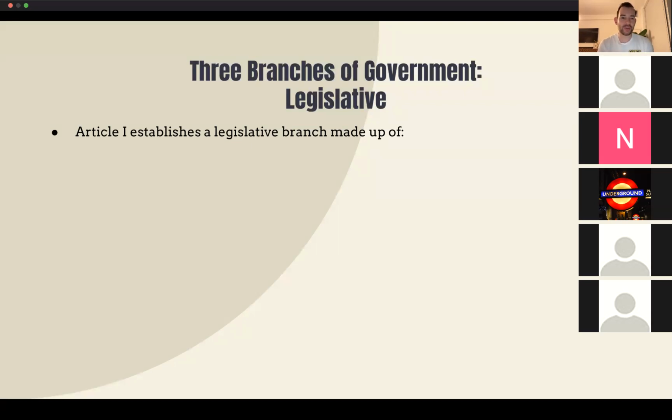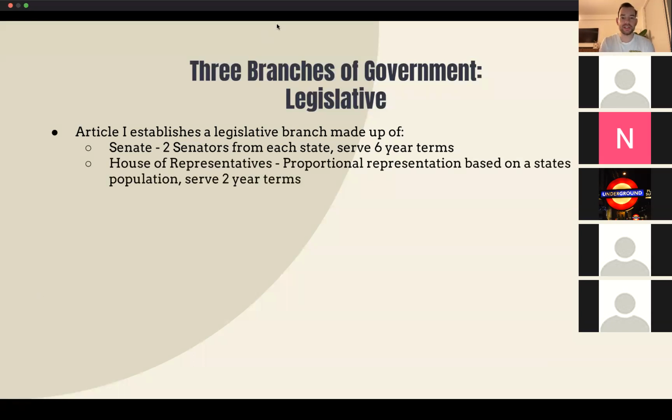If you read the Constitution, there's way more written about the legislative branch than the executive and the judicial. There's barely anything written about the judicial, which we'll talk about. And so they wrote this to try to stress the importance of the legislative branch. What they created was a two-tiered system, two houses of Congress. First is the Senate. The Senate has 2 senators from each state. Very, very simple. And they serve 6-year terms.